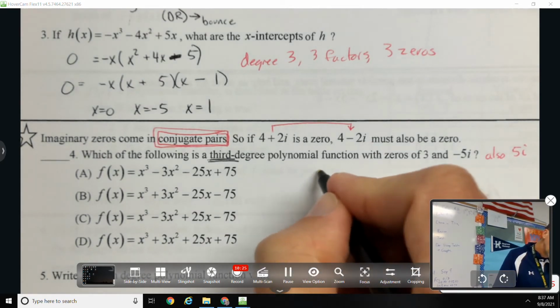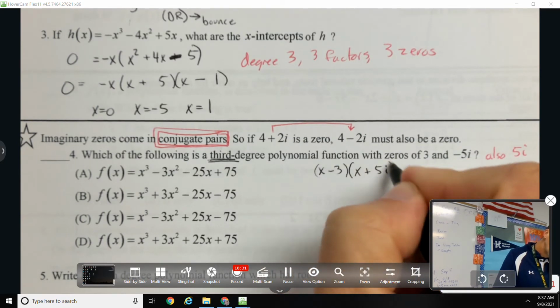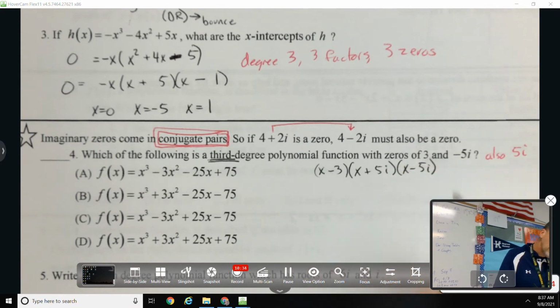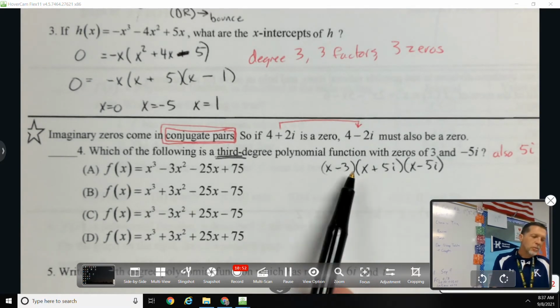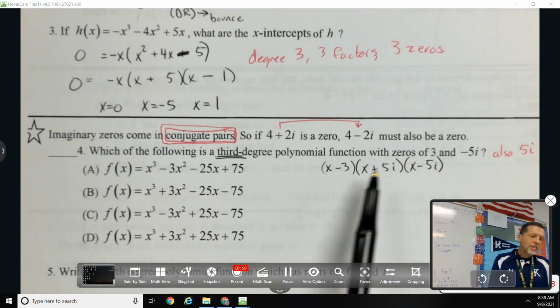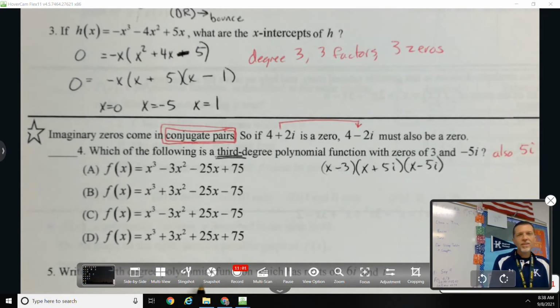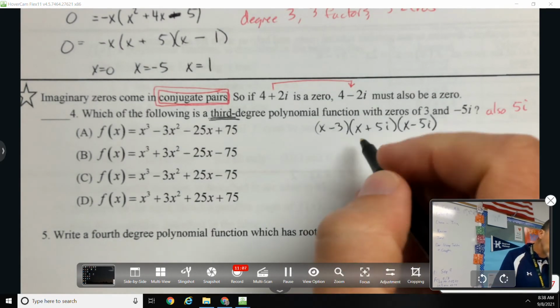So in factored form, that would be x minus 3, x plus 5i, and x minus 5i. But we start looking at our answer choices, and our answer choices aren't factored. We're going to have to multiply this out. And all the answer choices are pretty similar, so I can't just look at my last terms. 3 times 5 times 5 is 75, but they're all 75. x times x times x is x cubed, but they're all x cubed. So I can't do any process of elimination. We're going to have to multiply this out.